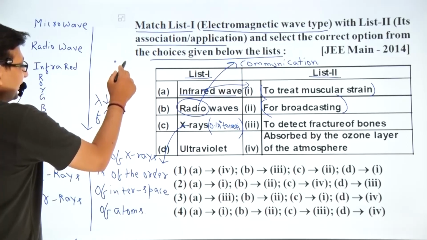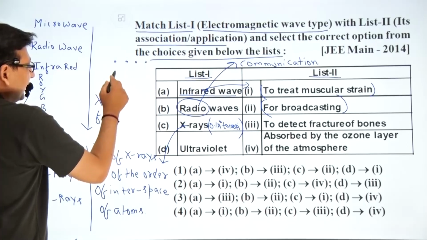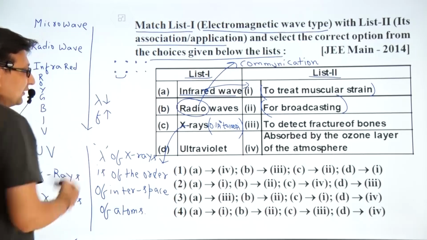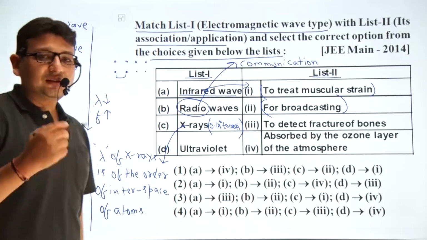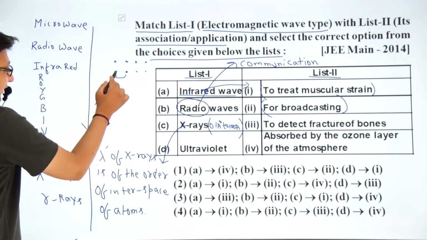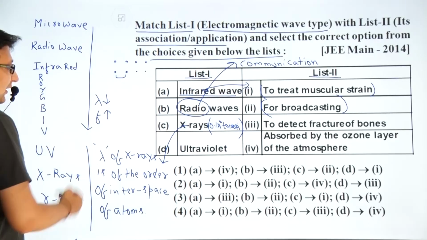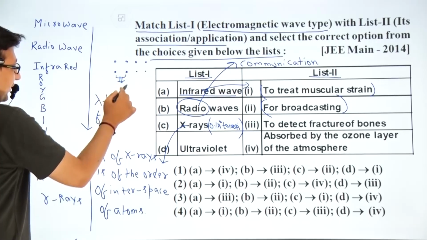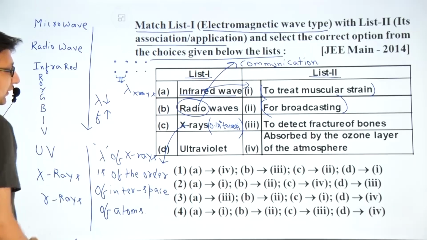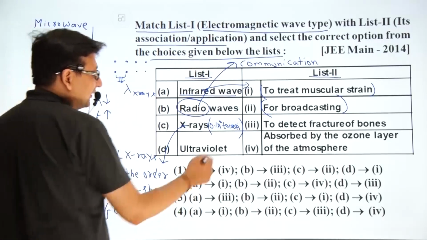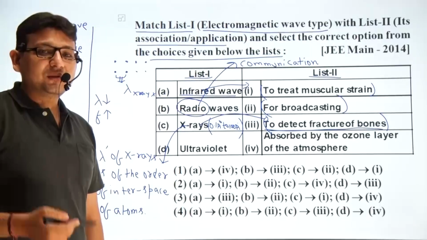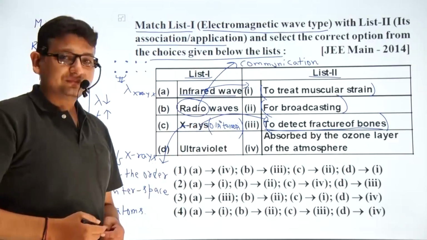Suppose some crystal is there, or bone is there, or any crystal structure is there. These two are the atoms. The gap between two atoms is interspace. Space means vacuum and inter means between two different quantities. So this gap is called the interspace of atoms, and this is of the order of lambda of X-rays. Students, because of this lambda, it is used to detect fracture of bones, and that is a process of detection.